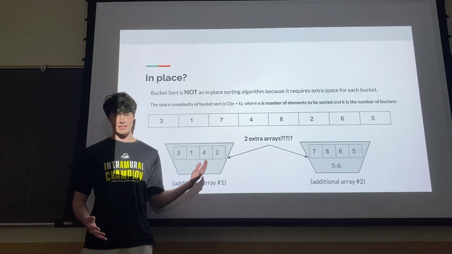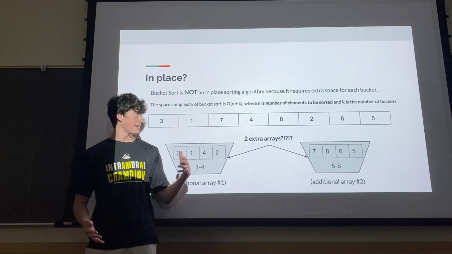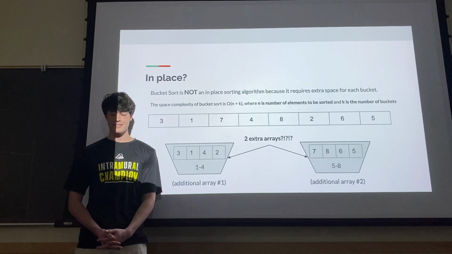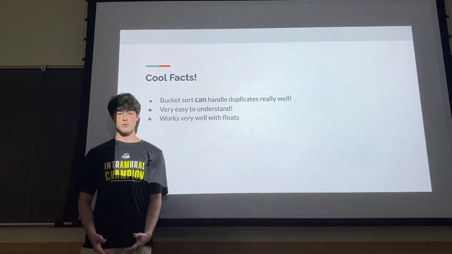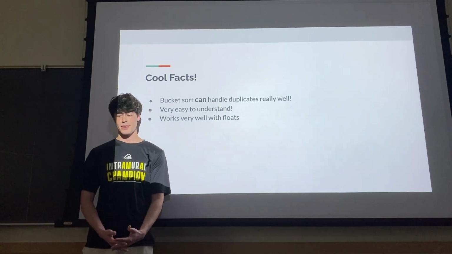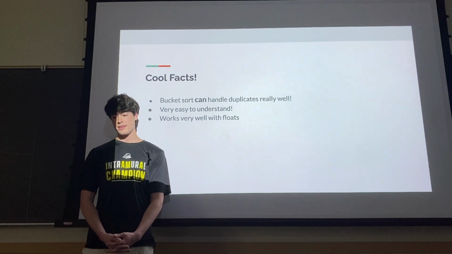The space complexity for the bucket sort is O of n plus k. N is the number of elements to sort, and k is the number of buckets. Cool facts: bucket sort can handle duplicates very well. The algorithm is very easy to understand, and it works very well with floats.